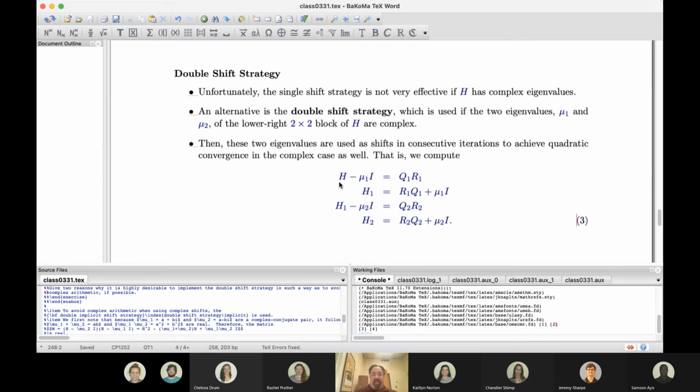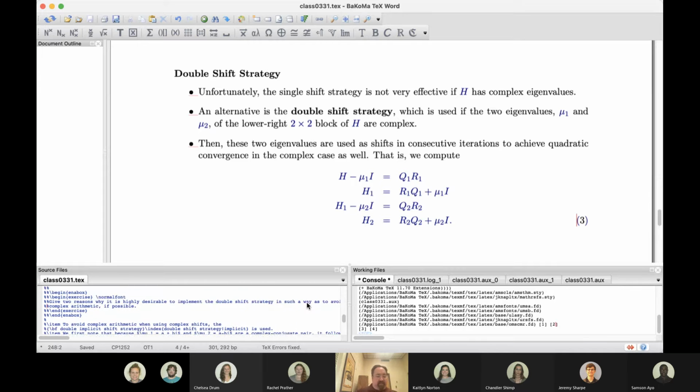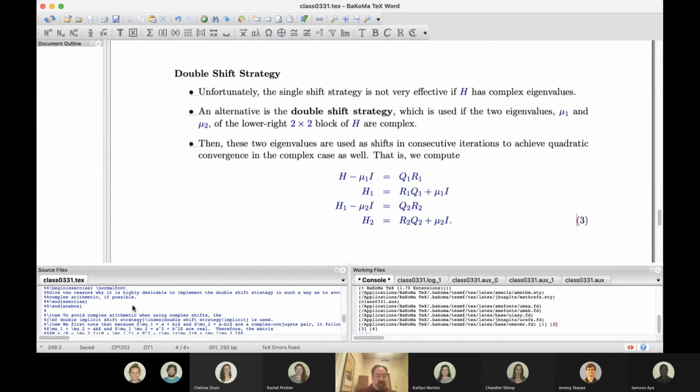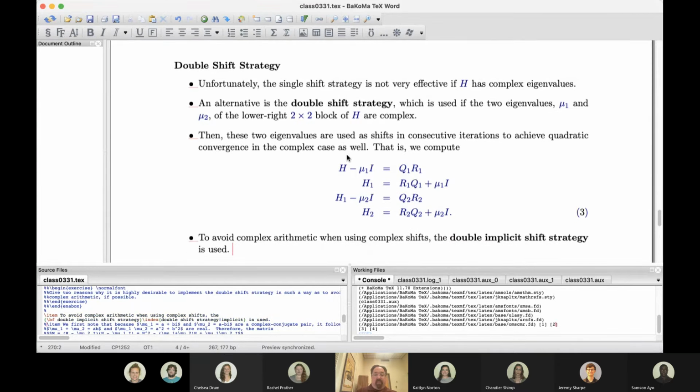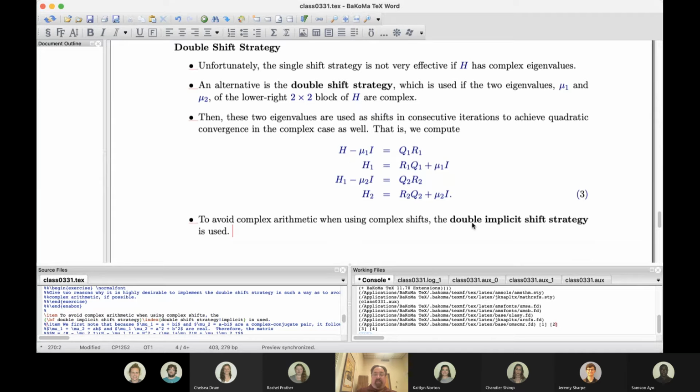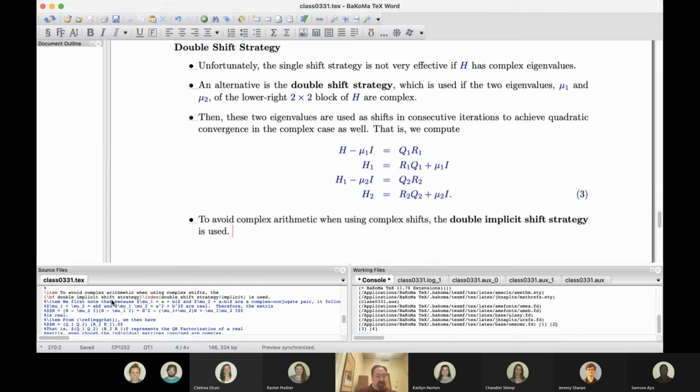the problem is that this brings in complex arithmetic, and we really want to avoid performing complex arithmetic because each individual operation, addition, subtraction, multiplication, division, is significantly more expensive when it's complex. So what can we do about that? We use what's called the double implicit shift strategy. So what does that mean?